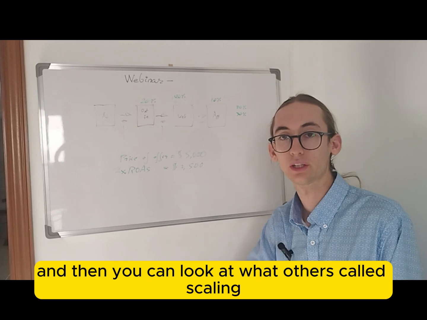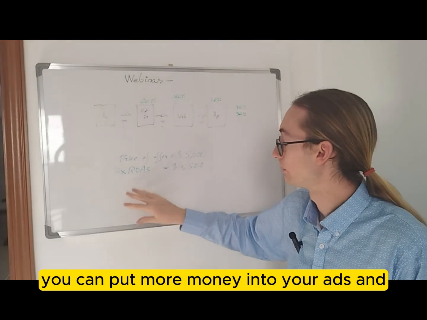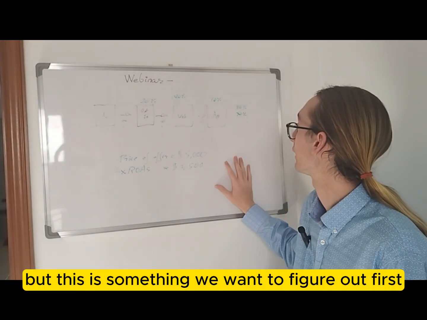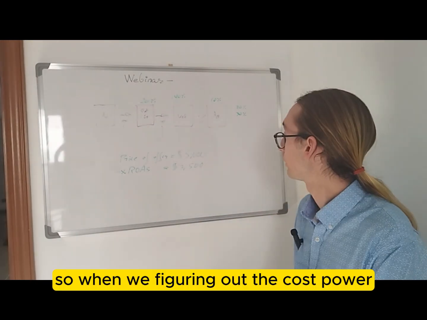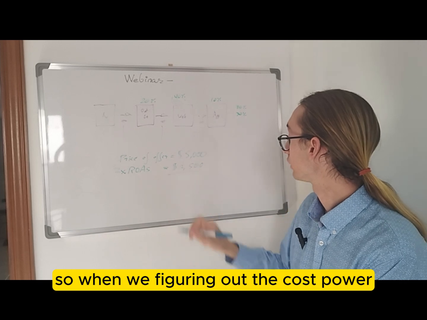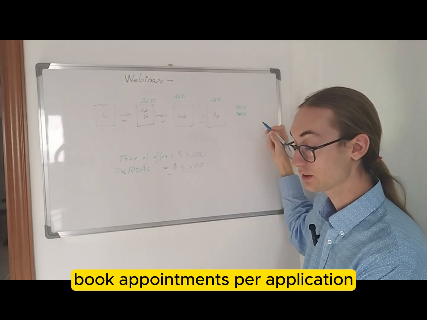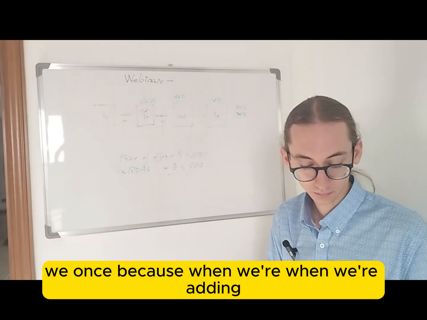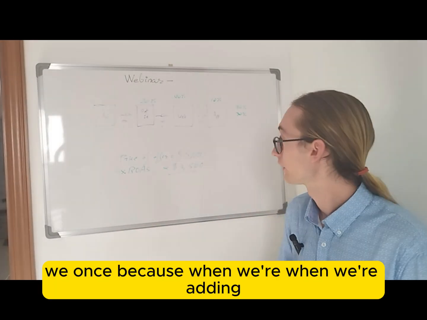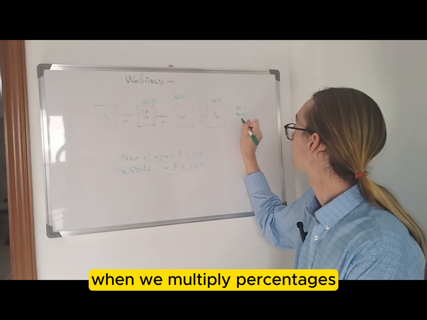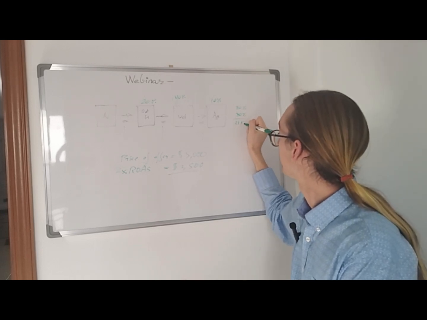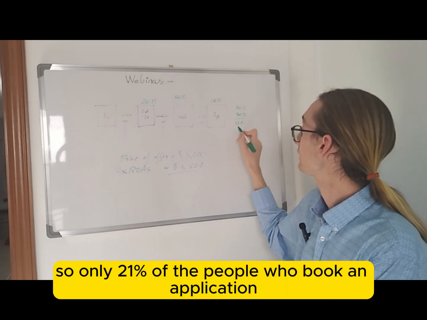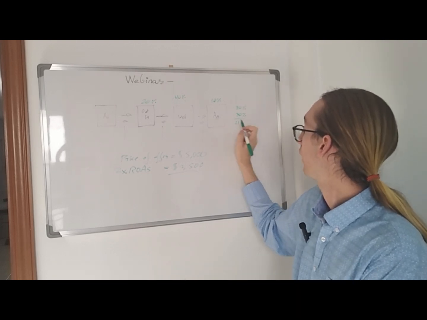And then you can look at what others call scaling. You can put more money into your ads and grow your business that way. But this is something we want to figure out first. So when we're figuring out the cost per booked appointment per application, in total, because when we multiply percentages, they get reduced, only 21% of the people who book an application are going to become a client.